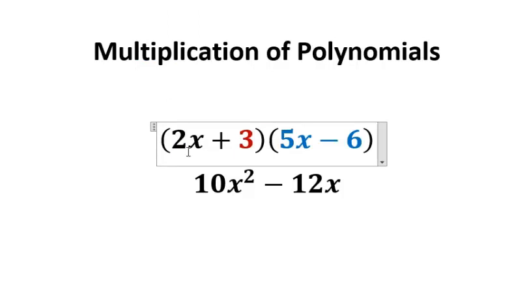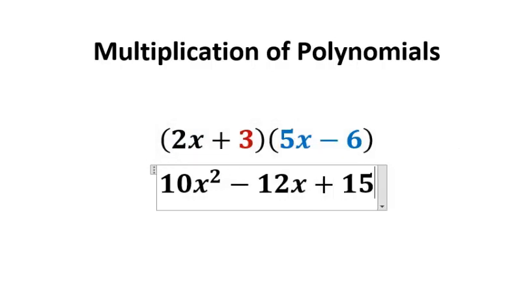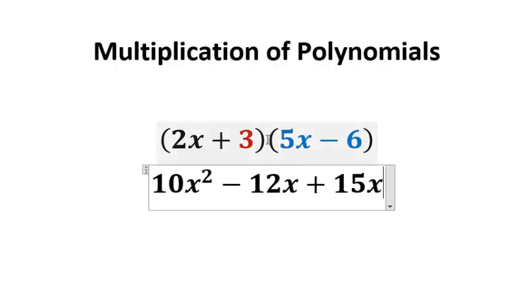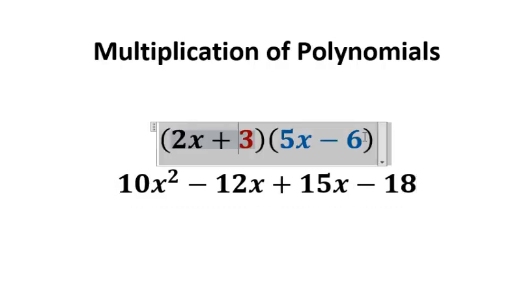Okay, so let's start from the beginning. 3 times 5x, which is the first one. So 3 times 5x will be 3 times 5, 15, positive. And you copy the letter because there's no multiplication of letters. There's only one letter, so you just copy it. And now I'm going to multiply the 3 again, but not with the 5x. I'm going to multiply the 3 with the negative 6. Remember that I need to multiply with both of them. So 3 times negative 6 will be negative 18. And that's it. I'm basically done with this multiplication.